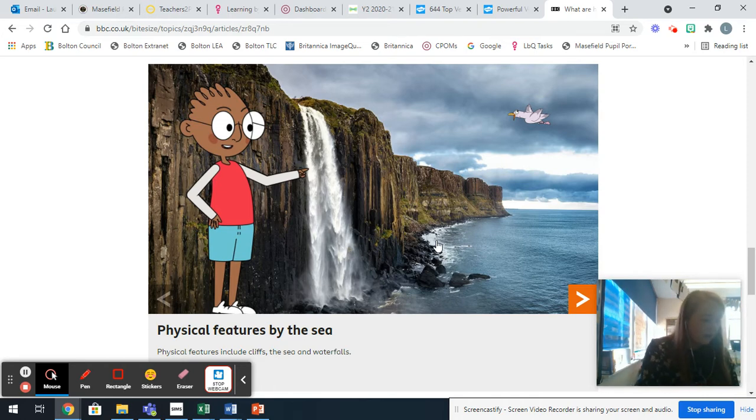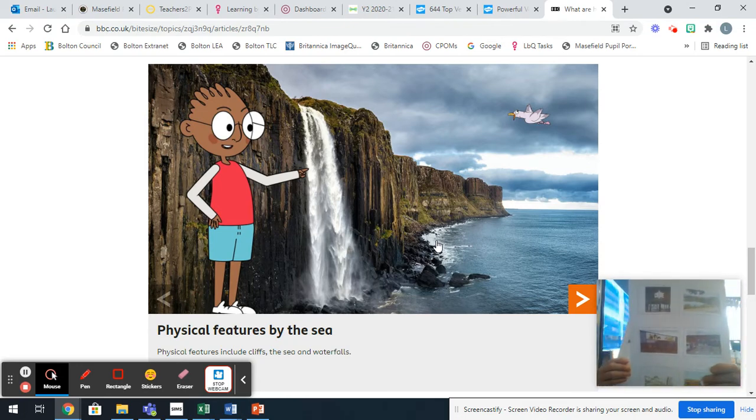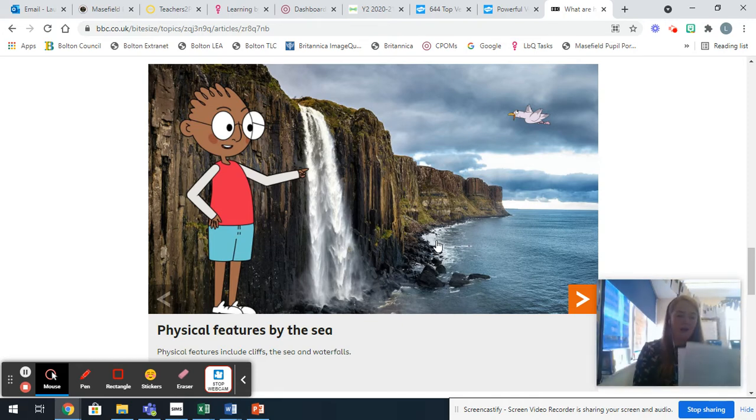So in your pack, you have got two sheets that look like this. Trying to get it on the camera. So you should have 6 pictures and one other picture, 7 pictures altogether. And they are of some features of Bolton and some features of the seaside in Southport. So I'd like you to cut those pictures out and sort them into human features and physical features. I nearly said natural features because that's what we need to remember it as. So human features, things built by people, and physical features, so things that would have been there even without people.